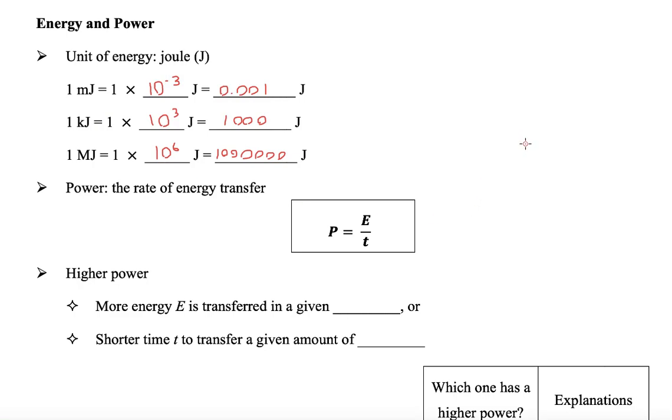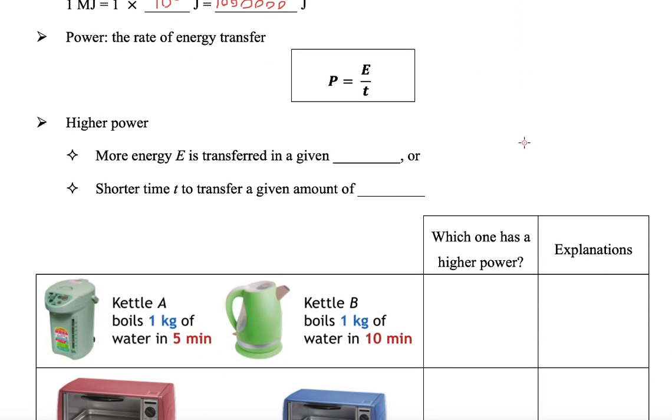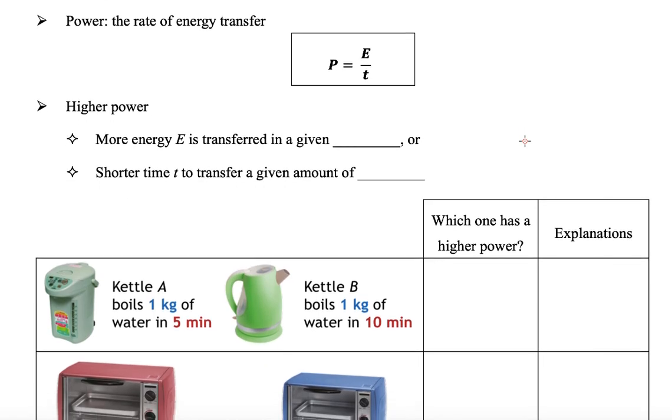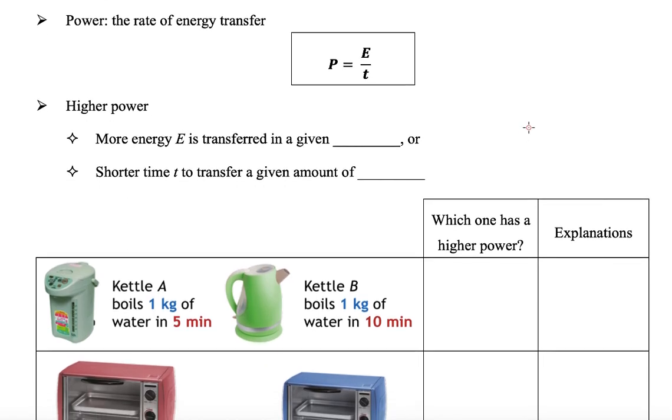And then finally, we can talk about power. Power, as I said just now, is the rate of energy transfer. So higher power means faster speed of energy transfer, and lower power means smaller rates. The rate of energy transfer would be slower. And the equation for power is P equals E over t.